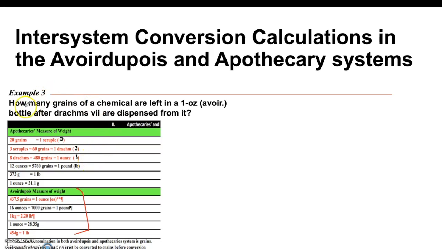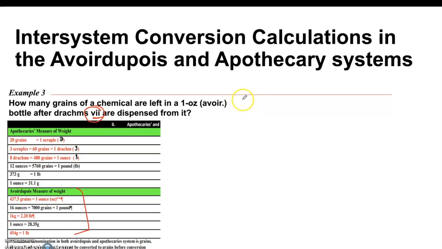So let's look at this question. How many grains of a chemical are left in a 1 ounce bottle after 7 drams are dispensed from it? This is 7 in Roman numerals. Of course, you would have known this from your previous mathematics classes from primary and high school. So this is just revision for you.